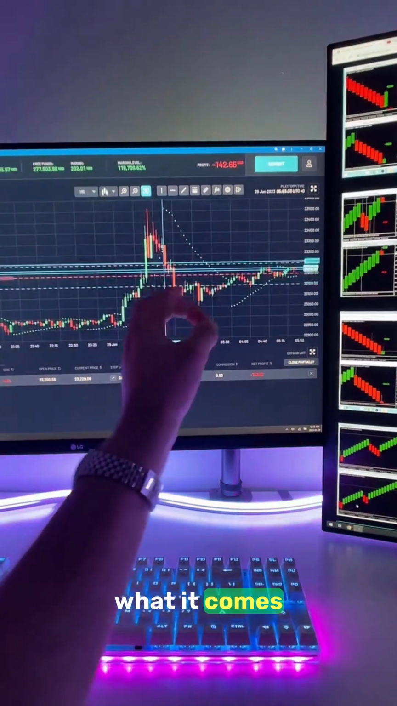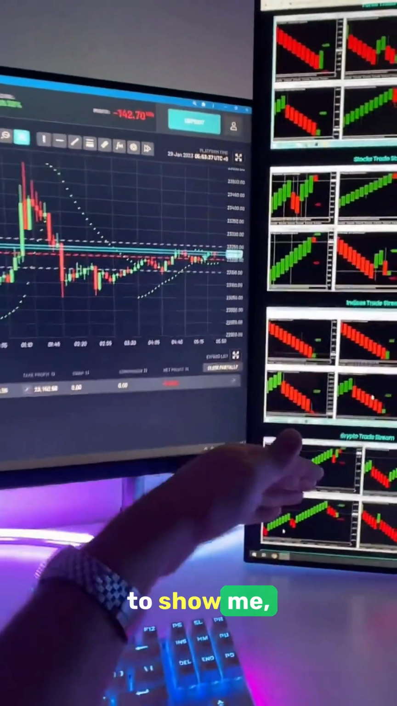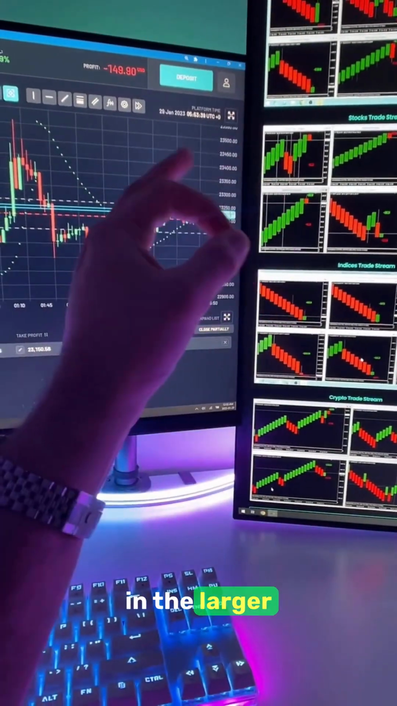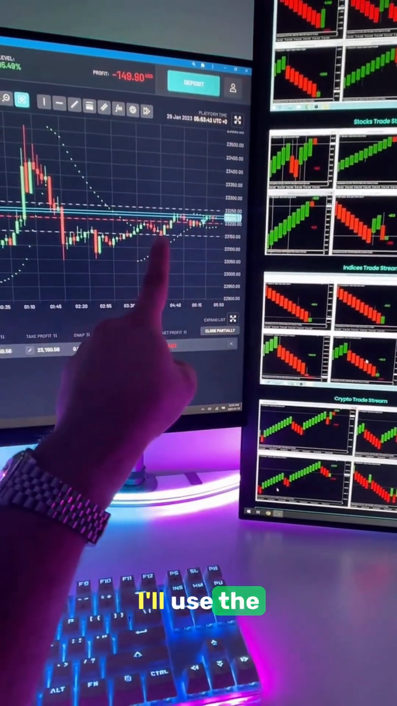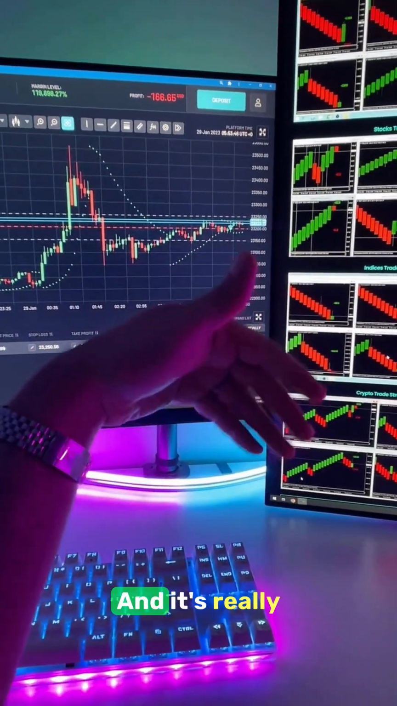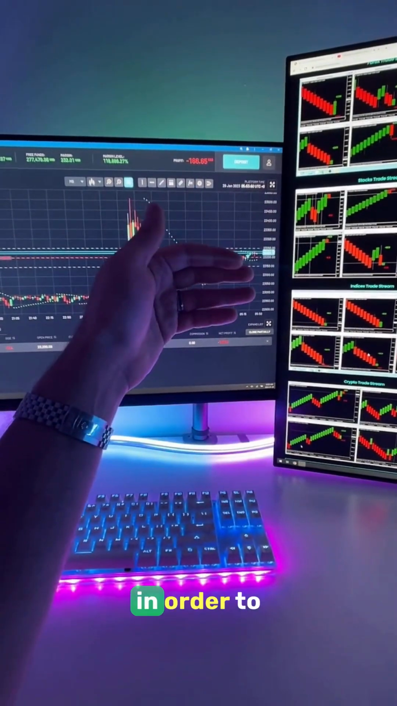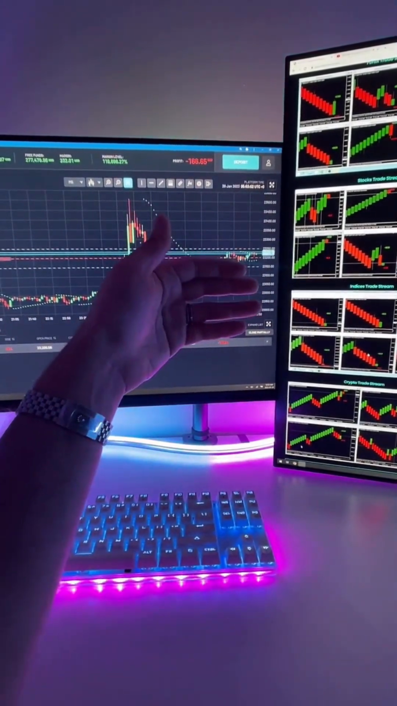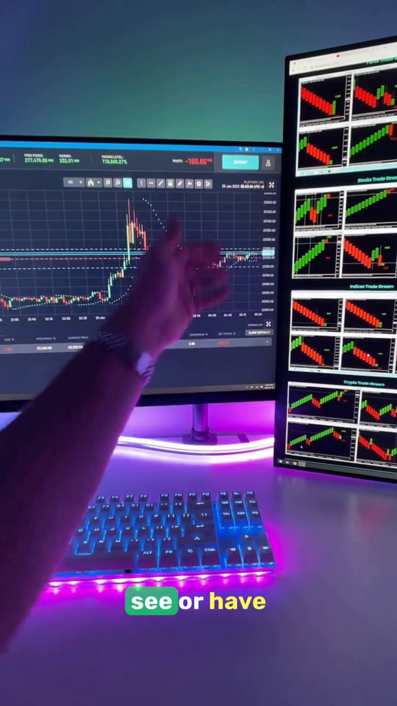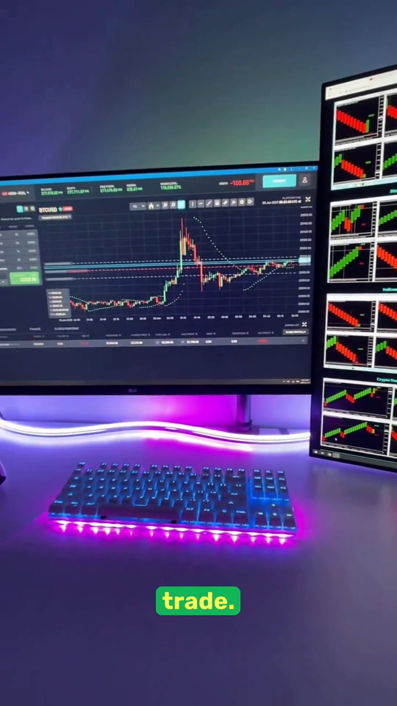So now here's what it comes down to. What I do is I use the range bars to show me, okay, are we reversing in the larger trend? Then I'll use the PSAR to confirm that trade, okay? And it's really all about as many confirmations as you can get in order to see or have the highest chances of getting a successful trade.